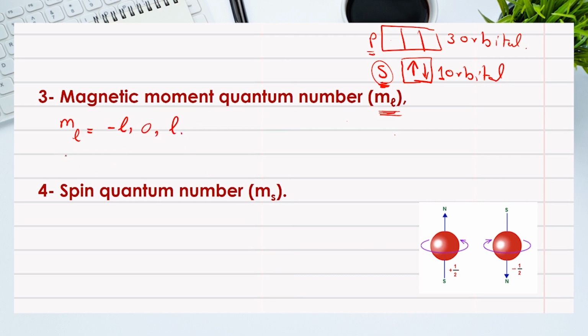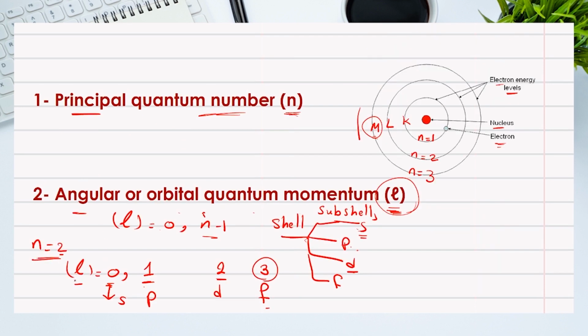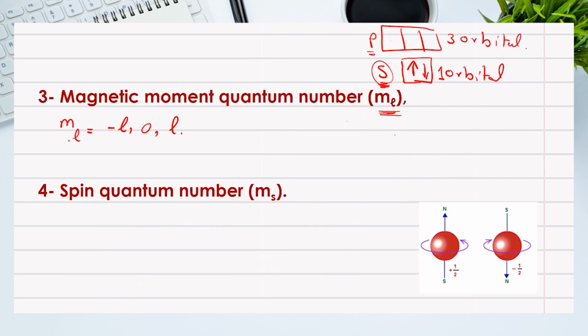Let's take an example similar to the previous example. We had n equal to 2, so we have L equal to 0 and 1. Now if we look at the values of L, L equal to 0 and 1, this means we have here S, and we have 1, which is P. The mL for L equal to 0 is equal to 0. This means we have one single orbital. This is the one single orbital of the S subshell.